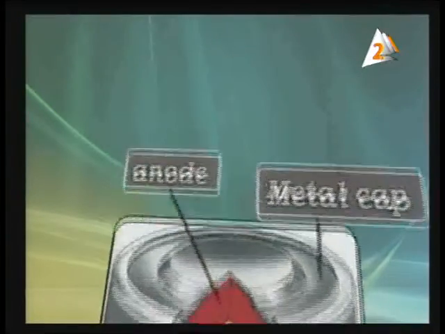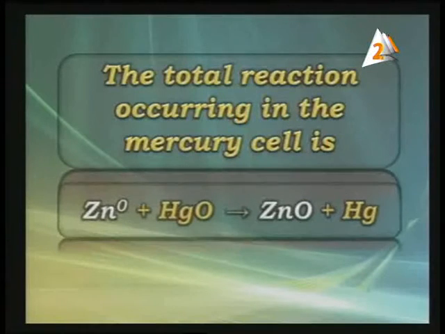After that, we have this one. The total reaction occurring in this mercury cell is zinc metal plus HgO. The zinc is more active than mercury, so it changes into zinc oxide and mercury. This is the first one.